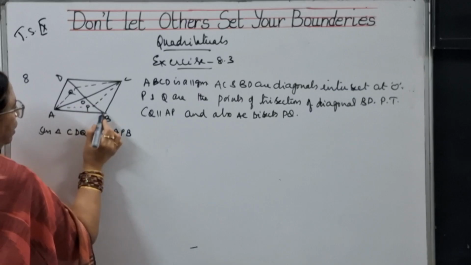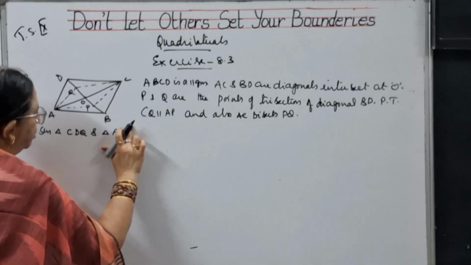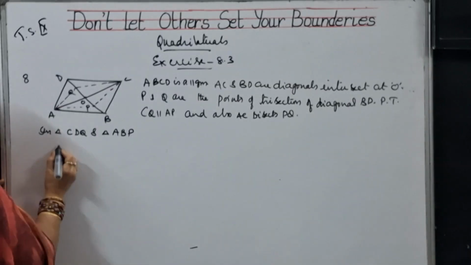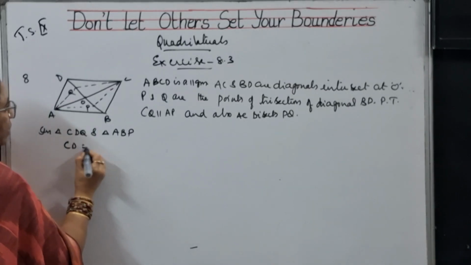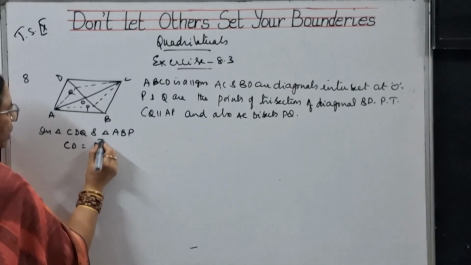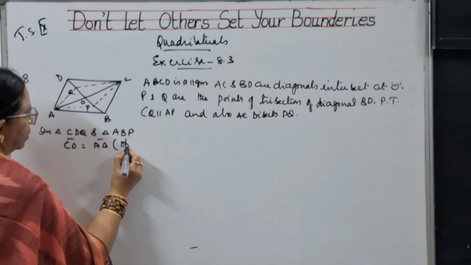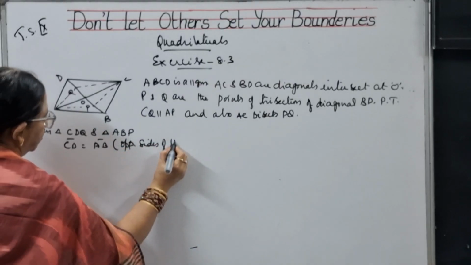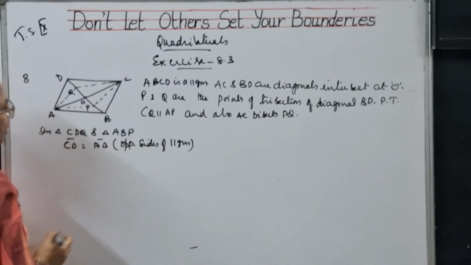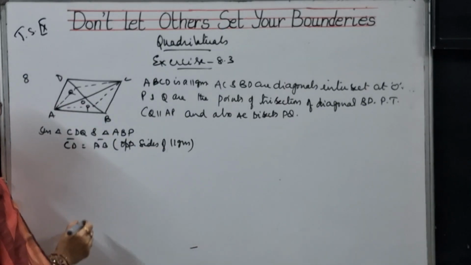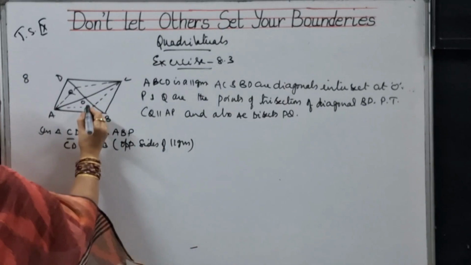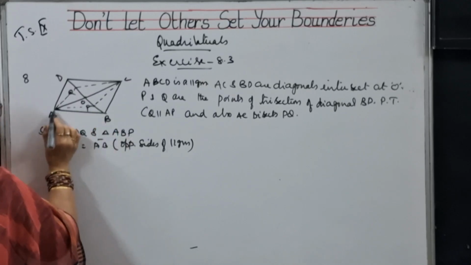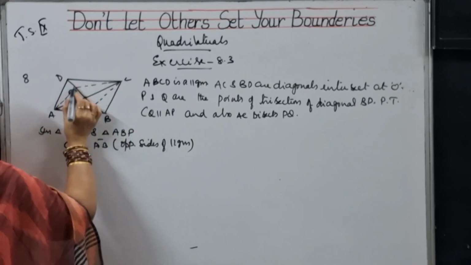CDQ and ABP. I'll write ABP in triangle ABP. In these two triangles, CD is equal to AB. Why? They are the opposite sides of a parallelogram, so they are equal. And also, let me take this as triangle APB and this as triangle CDQ.